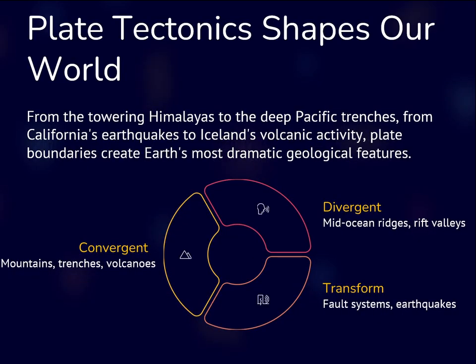So, let's summarize. Continental boundaries build mountains, trenches, and volcanoes. Divergent boundaries create rift valleys and mid-ocean ridges. Transform boundaries create earthquakes. Processes like accretion help continents grow. From the Himalayas to the Andes, and from Japan to California, from East Africa to the Pacific Northwest, plate tectonics explains Earth's most dramatic features.